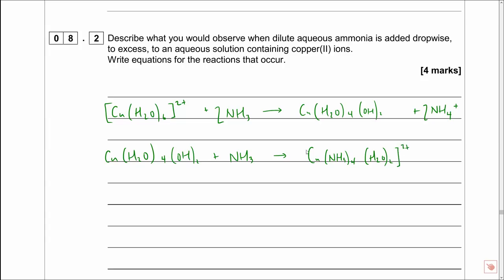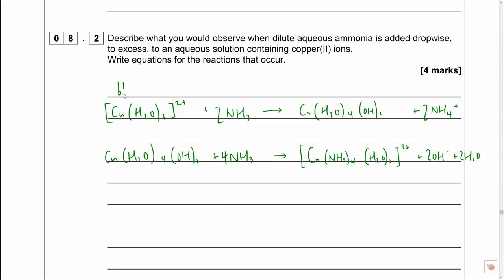Charge has come back in now, and then of course we balance it up with the 2 OH⁻ and the 2 H2O that's been ejected from that, and that's going to be 4 NH3 there. Yeah, I think I'm pretty happy with that.